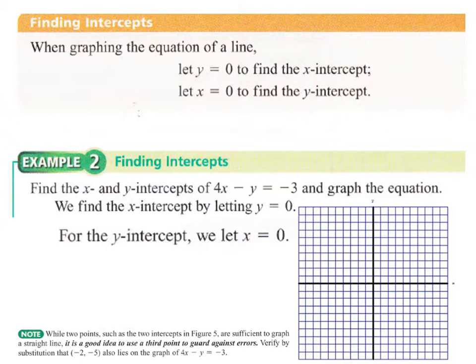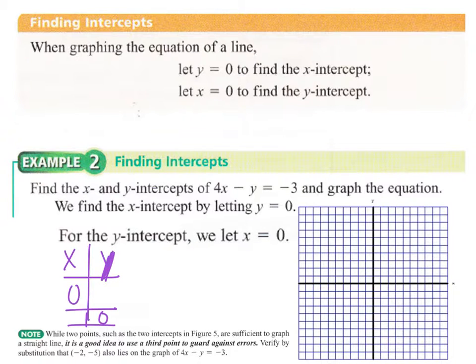So if we have an equation like this one, 4x minus y equals negative 3, we could find the intercepts for that. In order to find the intercepts, when we're looking for the x-intercept, we let y equal 0. When we're looking for the y-intercept, we let x equal 0. So really, if we make a table of values, if x equals 0, we can find y, and if y equals 0, we can find x.